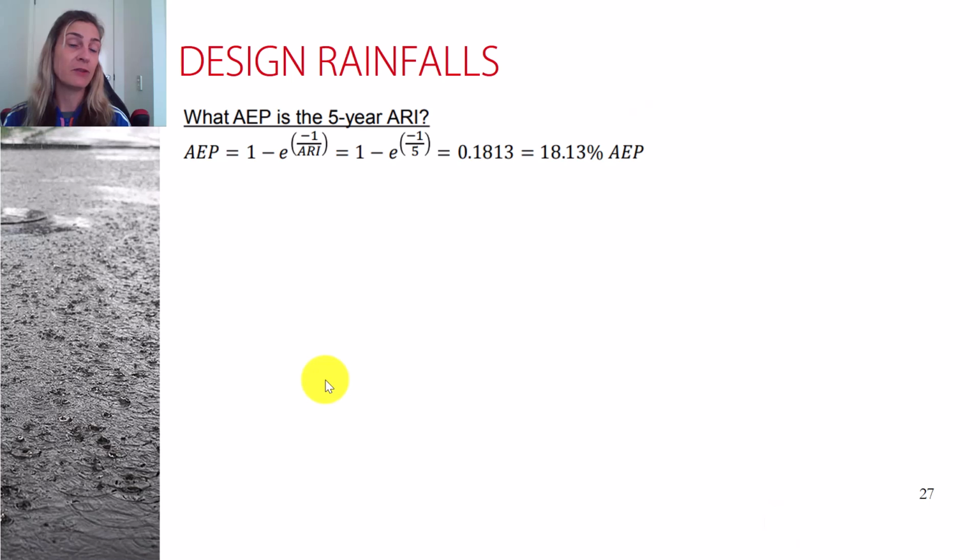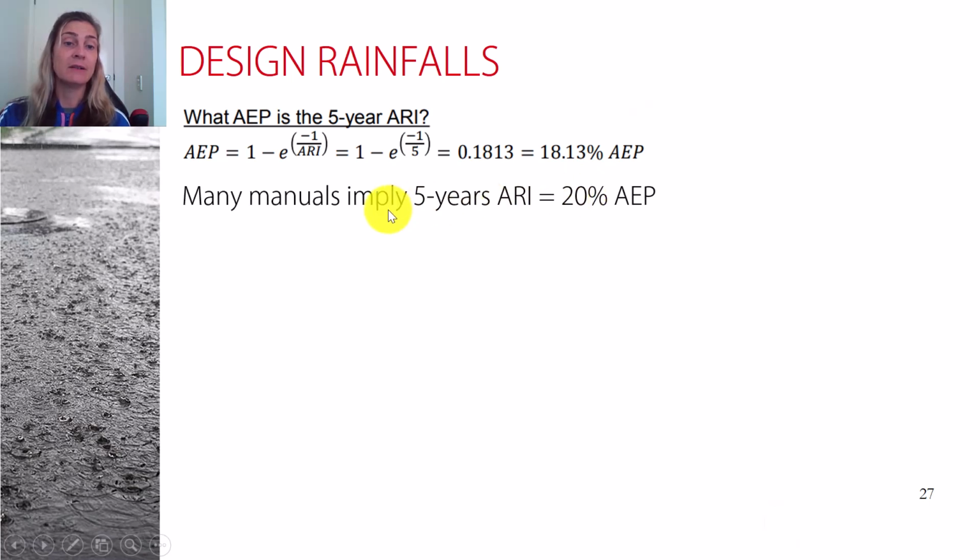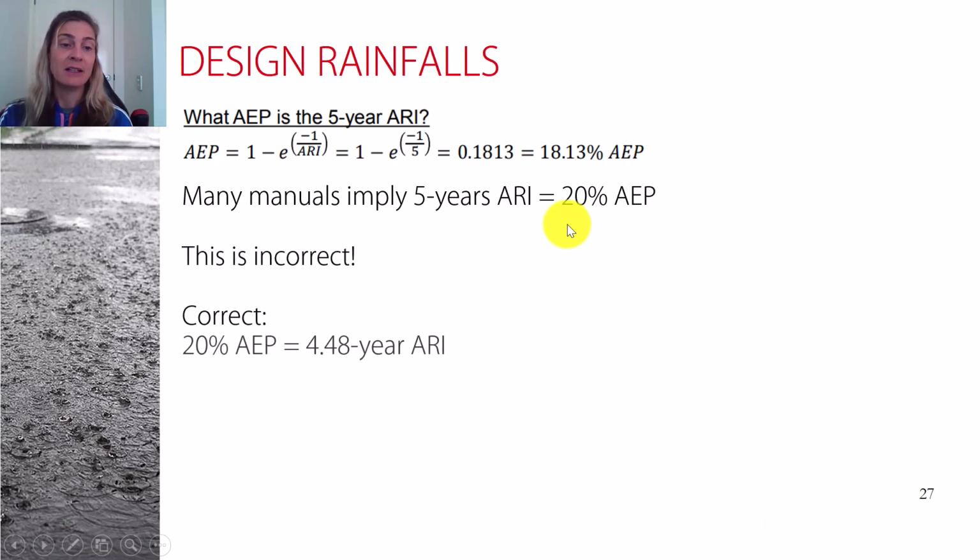Okay, so for example, if you want to find the AEP for a 5-year ARI, we simply need to enter the 5, the ARI, here in the formula, and we will find the AEP in percentage terms. Okay? You will see that many manuals imply that the 5-year ARI is actually the 20% AEP, but we can see that in fact it is the 18.13% AEP. So the 20% AEP is actually the 4.48-year ARI, and the 18.13% AEP is the 5-year ARI. Okay, but they are very close to each other.